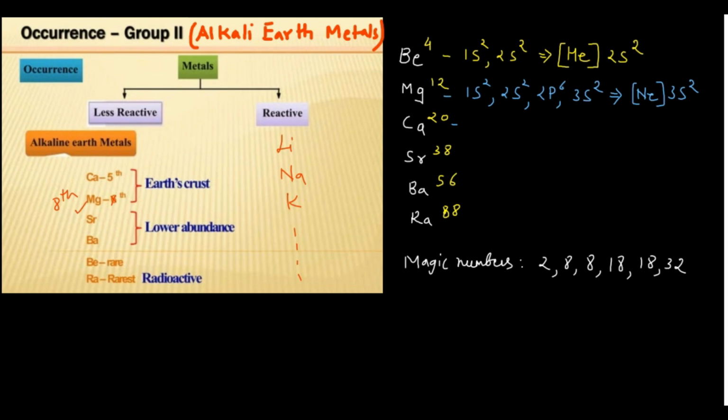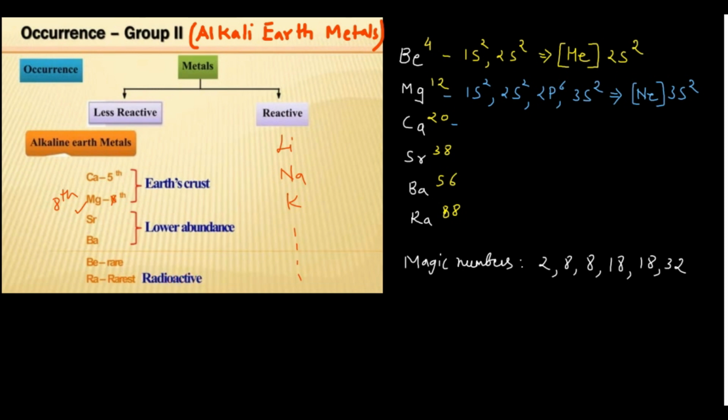Strontium and barium occur in quite lower amounts, while beryllium is found only rarely in the earth's crust, and that's why it is not included in the true alkaline earth metals. Later I will come to that important question also. Radium is the rarest, and it is radioactive also. Please remember these points.